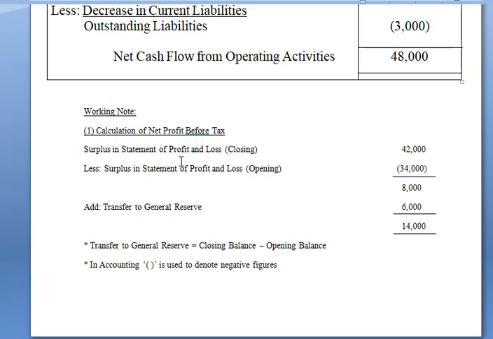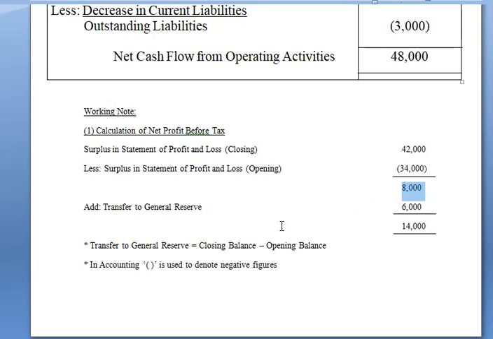See, from the closing balance of statement of profit and loss, 42,000, you have to subtract the opening balance of surplus in statement of profit and loss. So 42,000 minus 34,000, you will get 8,000. So this 8,000 is the profit made during the year.